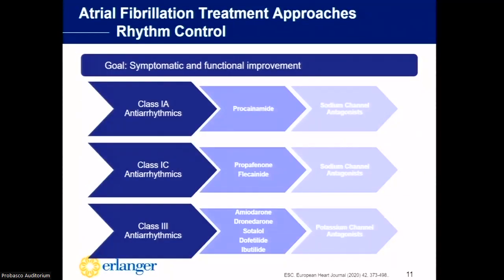I'm not going to spend a ton of time on rhythm control. The focus of this presentation is management of acute atrial fibrillation, so heart rate management. But for your goal for rhythm control, symptomatic and functional improvement, we have 3 classes that we're going to be looking at. So class 1A antiarrhythmics, procainamide, class 1C antiarrhythmics with propafenone and flecainide, and then class 3 antiarrhythmics. We will talk about amiodarone in this presentation, but in general, we're not going to be spending a ton of time on these rhythm control agents.